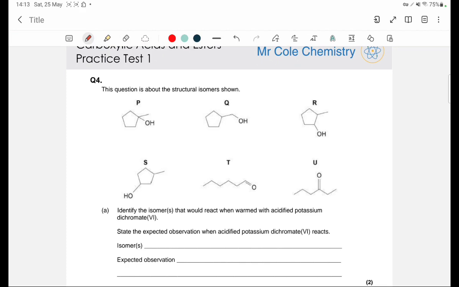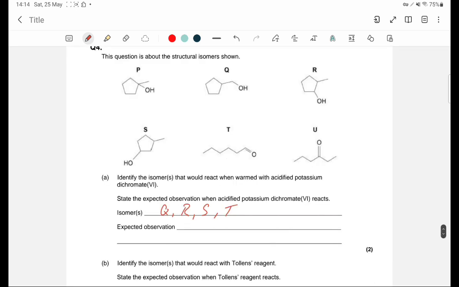Let's look at each of them individually and decide whether they can react. P is a tertiary alcohol, so it will not react. Q is a primary alcohol, so it will react. R is a secondary alcohol, so it will also react. S, like R, is a secondary alcohol, so it will react. And T is an aldehyde, so it will react. U, however, is a ketone, so it will not react. So the ones that will react are Q, R, S, and T.